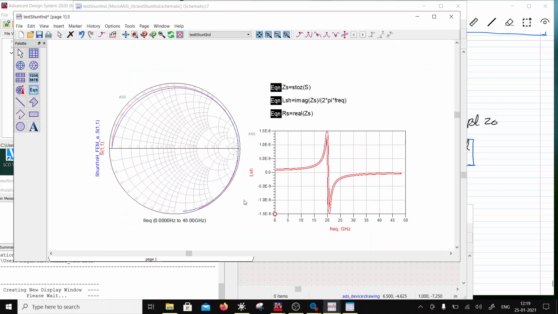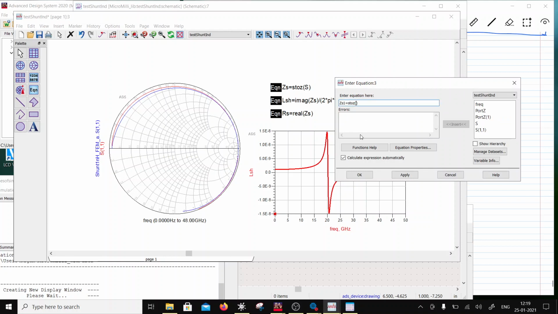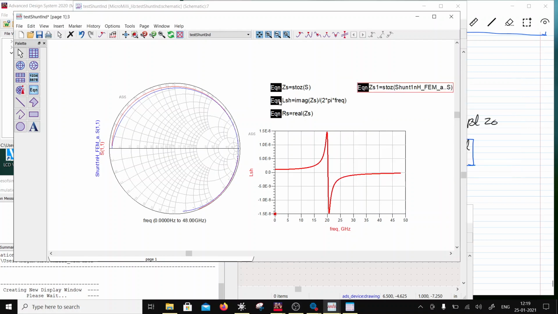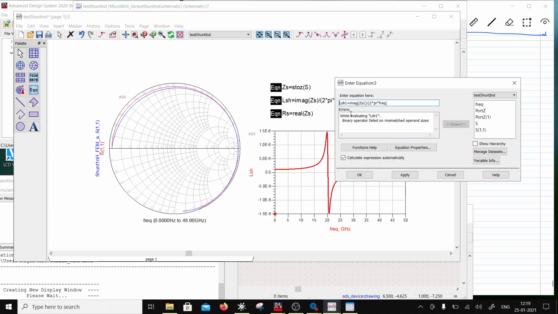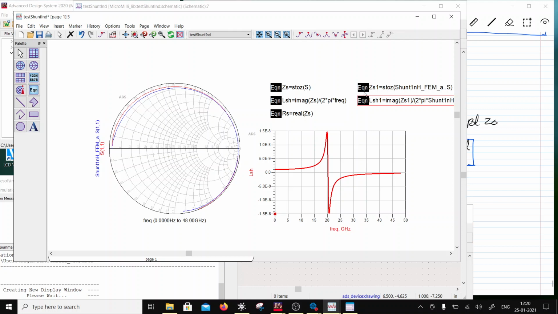Now on top of it I want to put the other one. I will copy this, and I am going to use the S parameter of the EM simulation. That's the S parameter, so that is ZS1. Then LSH1 is going to be my EM simulation. This will be ZS1 divided by 2 pi frequency. The frequency has to come from the scale used for the EM simulation. And the real part would be the resistance, which will be from ZS1.